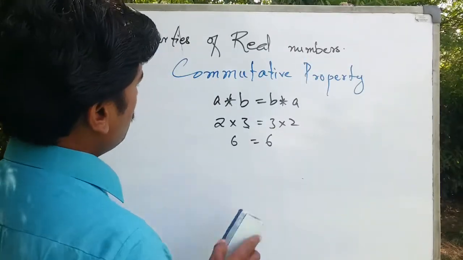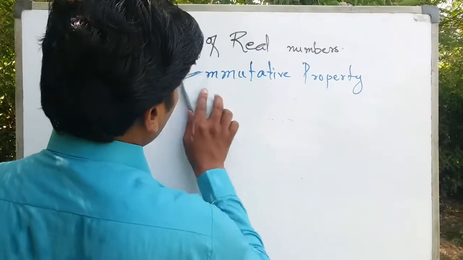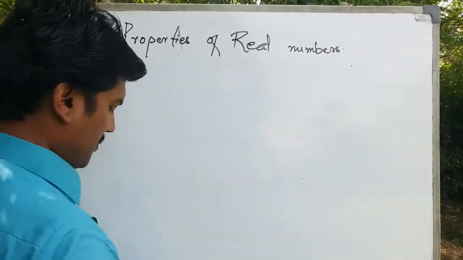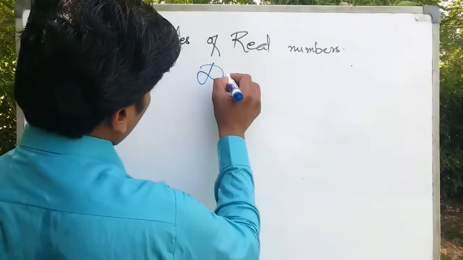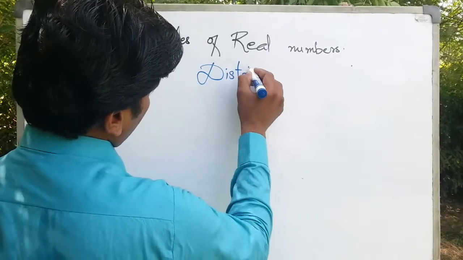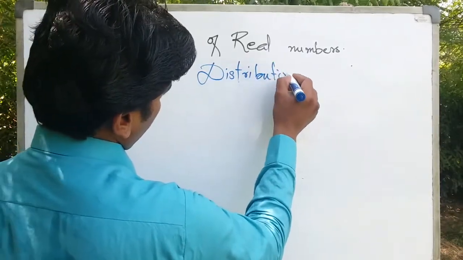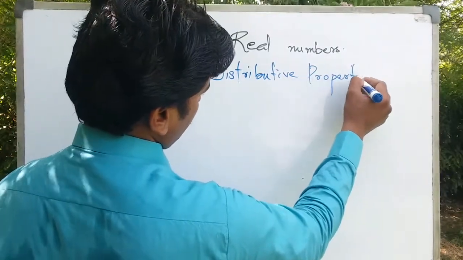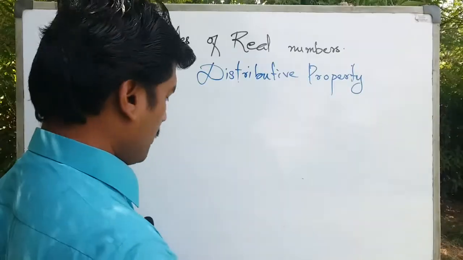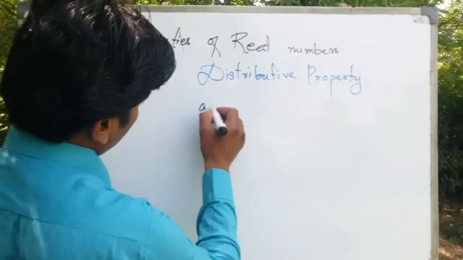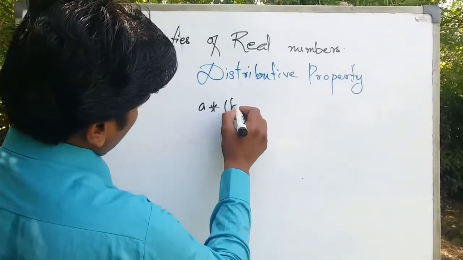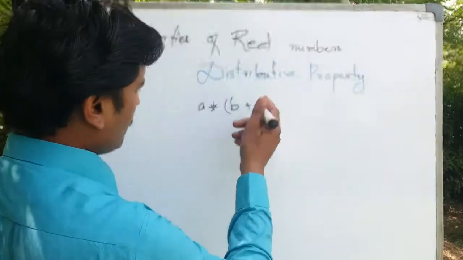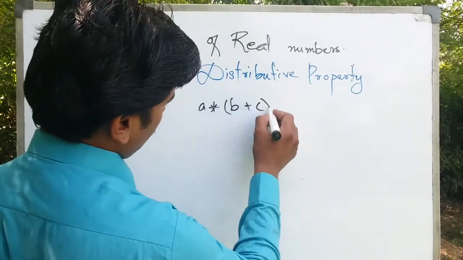Now after commutative property, we will go to distributive property. Distributive property can be written like this. For example, I am putting here plus, you can put anything else too.